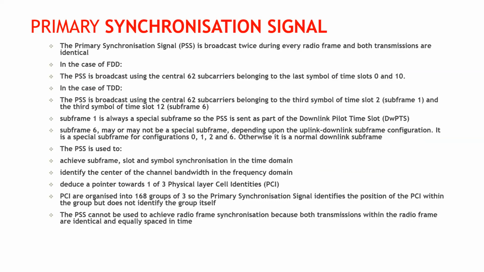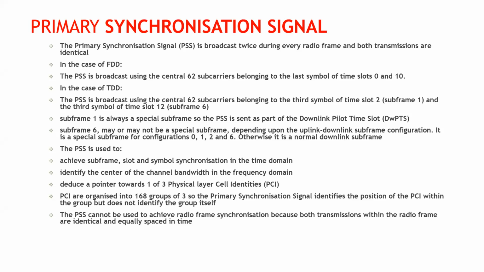The primary synchronization signal, the PSS, is broadcast twice during every radio frame, and both the transmissions are identical. Means in every radio frame it is transmitted twice, and they are identical. Again, there are two types in the frame structure, FDD and TDD. In case of FDD, the PSS, that is primary synchronization signal, is broadcast using the central 62 subcarriers.